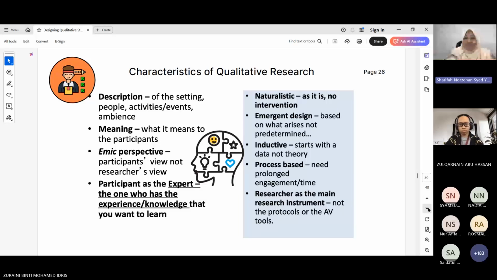This one is another different part. This is going to be under the analysis and interpretation of qualitative data. It's not in designing your qualitative research, right?